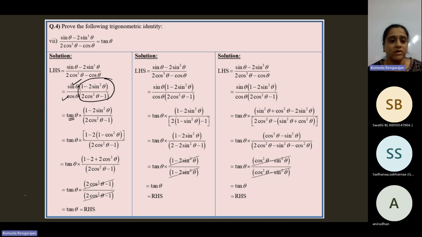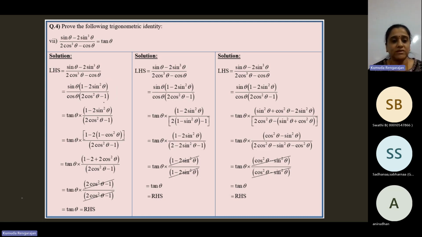How can you remove this? Only when you can cancel these two. That means these two are equal. They don't look equal, but you must make them equal. Okay, so how do we do that? You can do it in 3 different ways.